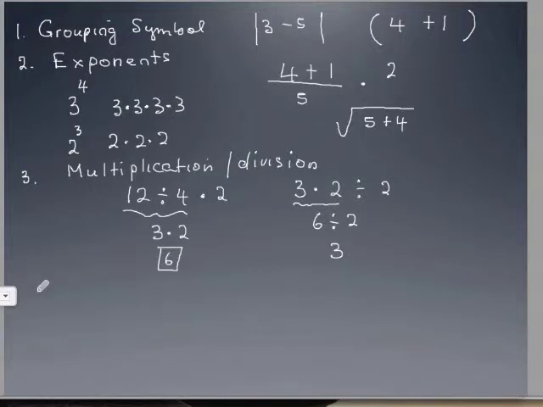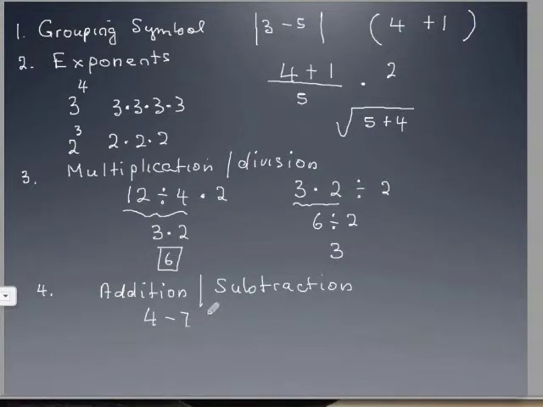Finally, you have addition and subtraction. Again, whichever comes first. So if you have 4 minus 7 plus 2, you would go negative 3 plus 2, and your answer is negative 1. If you had 4 plus 7 minus 2, you would have 11 minus 2, which is 9.